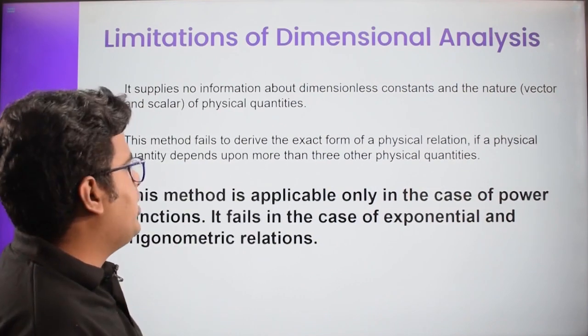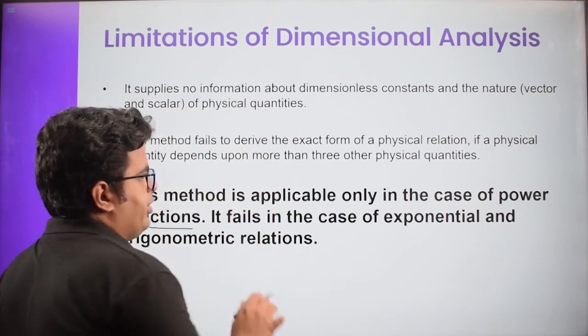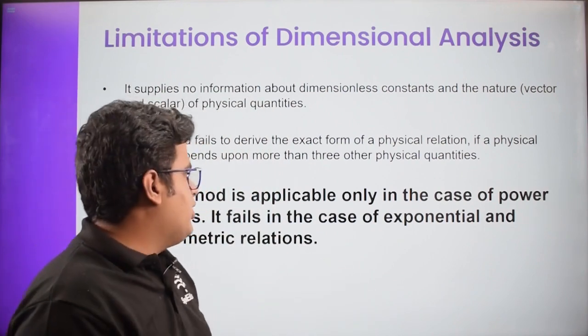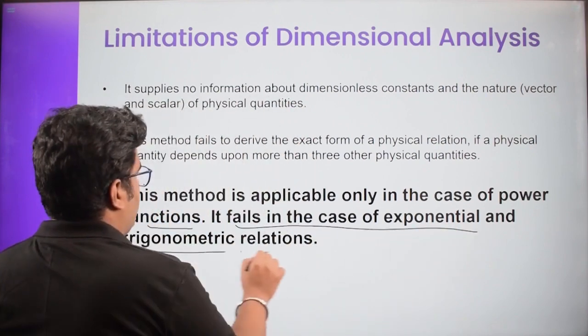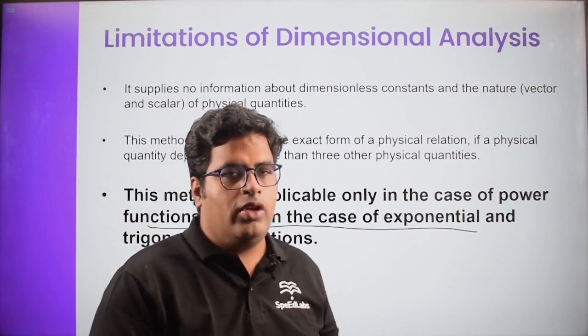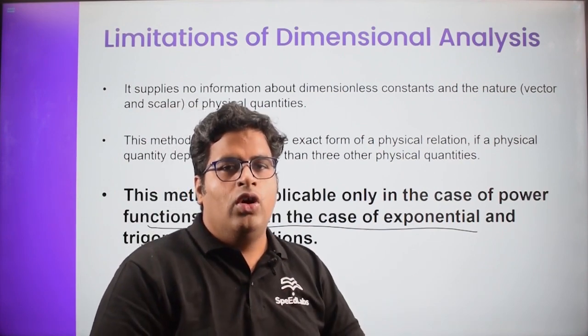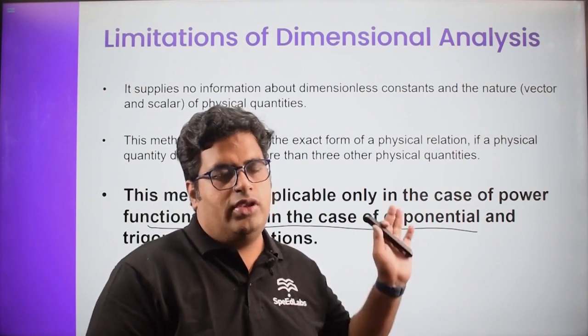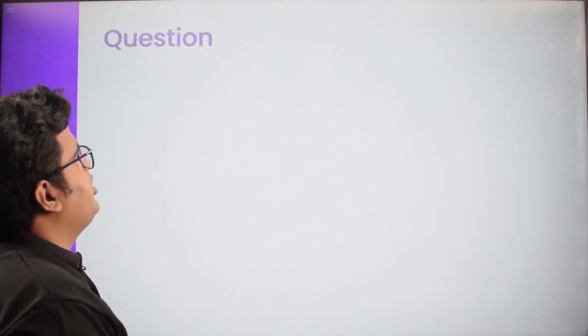And the third is, this method is applicable only in the case of power functions. There has to be something in terms of powers, right? It fails in the case of exponential and trigonometric relations. It does not work if there is some relation where we have terms like e to the power x or a trigonometric function. In that case you cannot work with dimensions, right? So these are the major limitations.